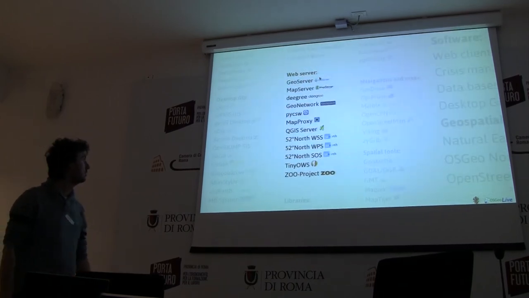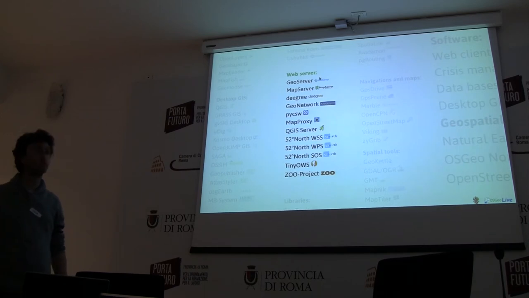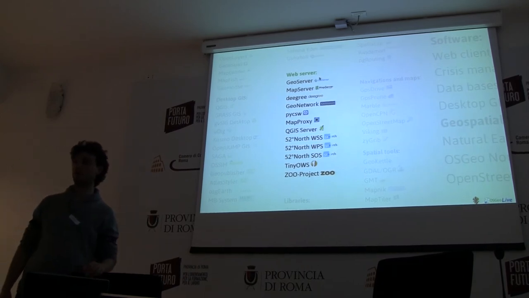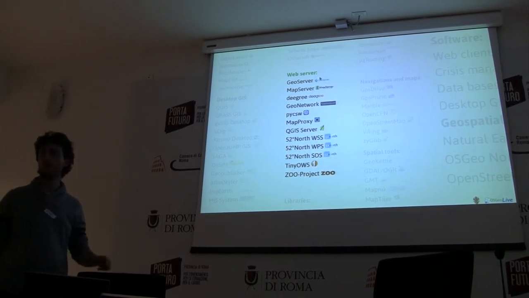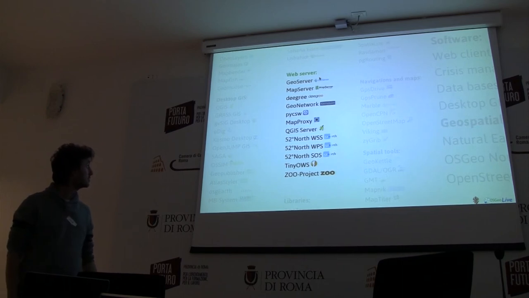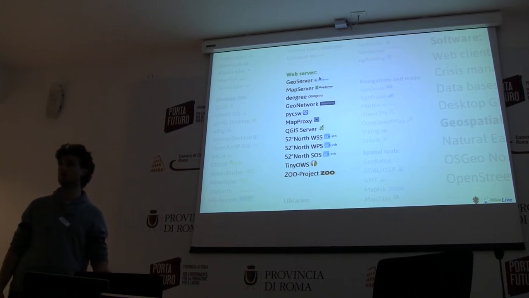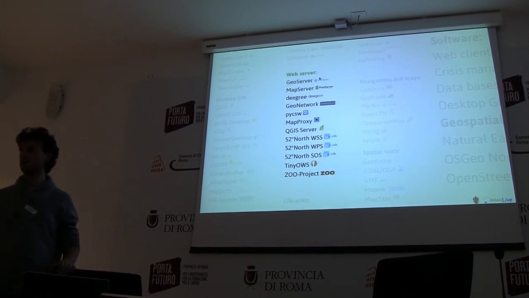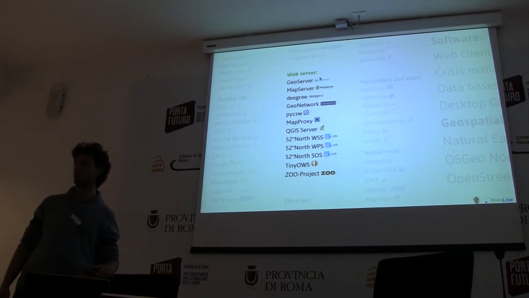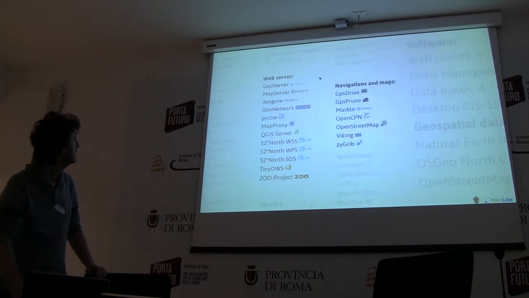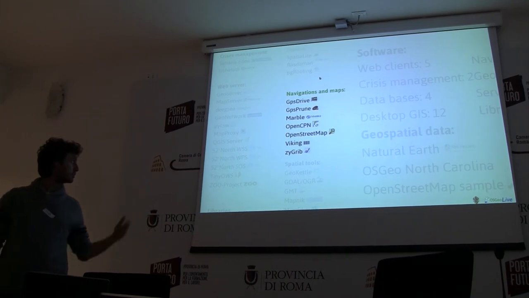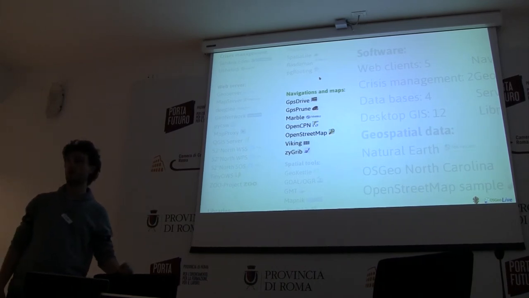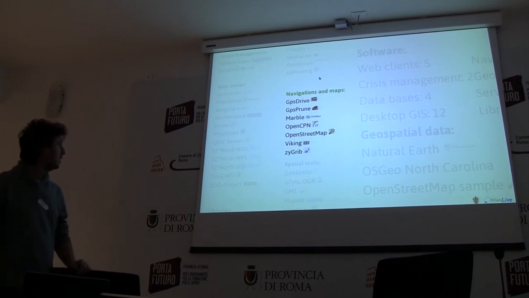We also have a lot of services. There are services for the more common OGC standards, like WPS, WMS, WFS, and also some software to make tiles, like a proxy. We have QGIS Server that can use the QGIS project to create some QGIS format. There is some software for navigation and maps. Also, there is some software for OpenStreetMap, like JOSM and Osmosis.